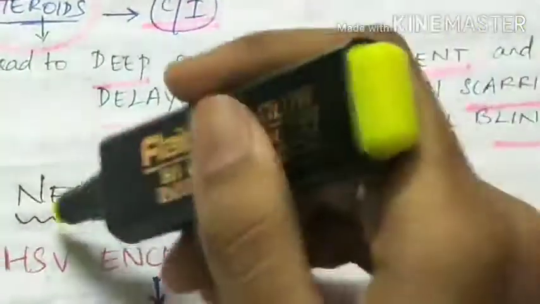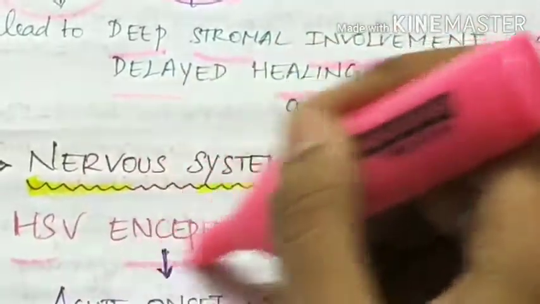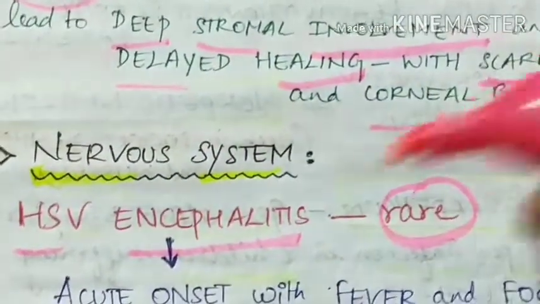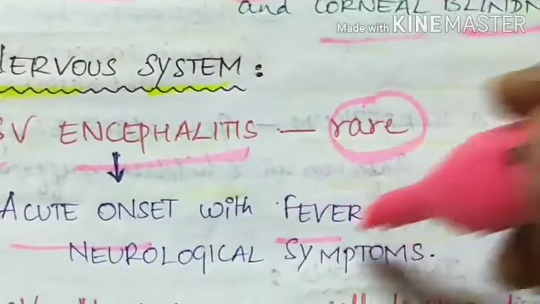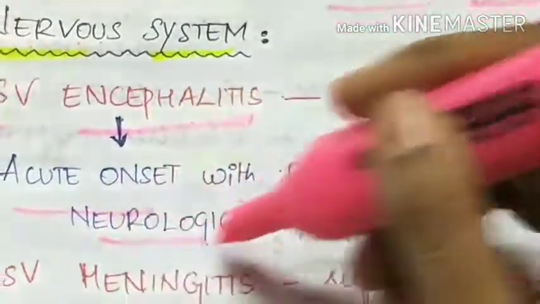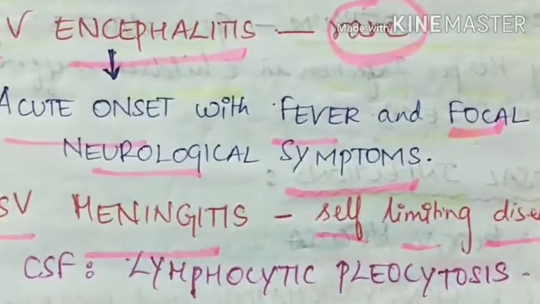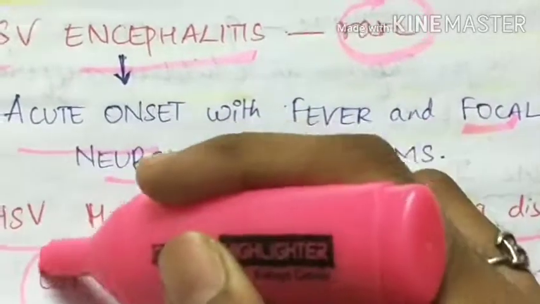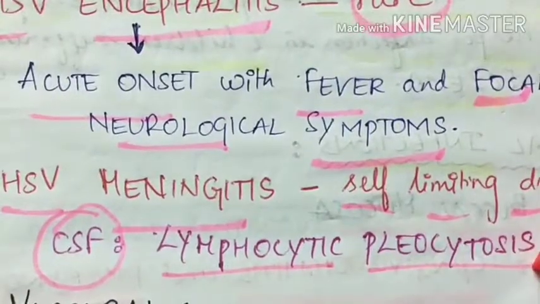Next is nervous system involvement. HSV encephalitis is very rare and it presents as acute onset with fever and focal neurological symptoms. HSV meningitis is a self-limiting disease and the CSF examination shows lymphocytic pleocytosis.